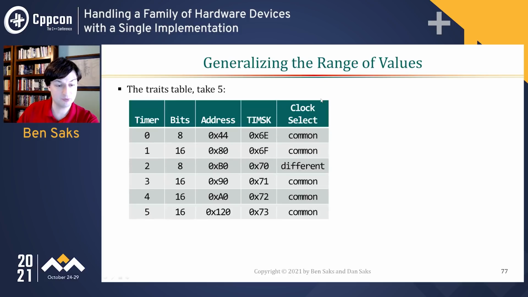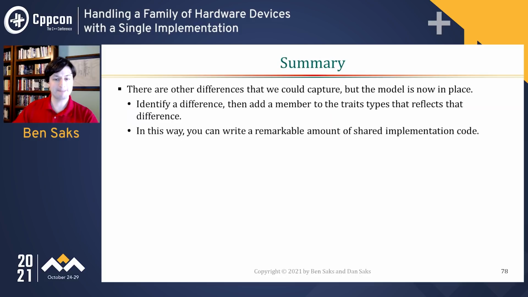So that brings us to this iteration of the traits table, which now covers both 8 and 16-bit timers. It has the addresses for all of them, the separate interrupt mask register locations, and the bit size that we need to choose the right counter type for our timer objects. Now, there are other differences that we could capture, but this is the basic model that we build on here.